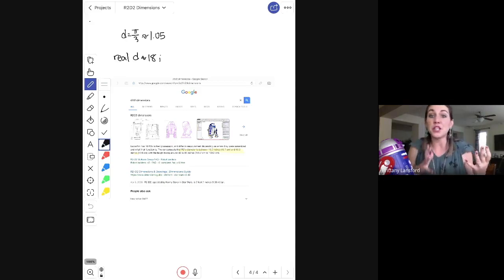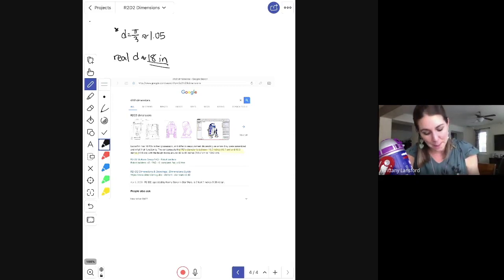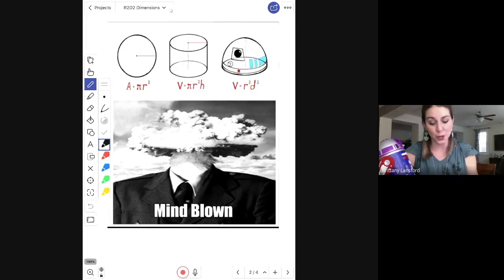Maybe we're in a different unit, right? Maybe this diameter is in terms of feet. But then 1.05 feet is just over 12 inches, which is still not quite correct. So although it is fun, it is a punny meme for sure, it is not accurate in terms of the math provided by this example.